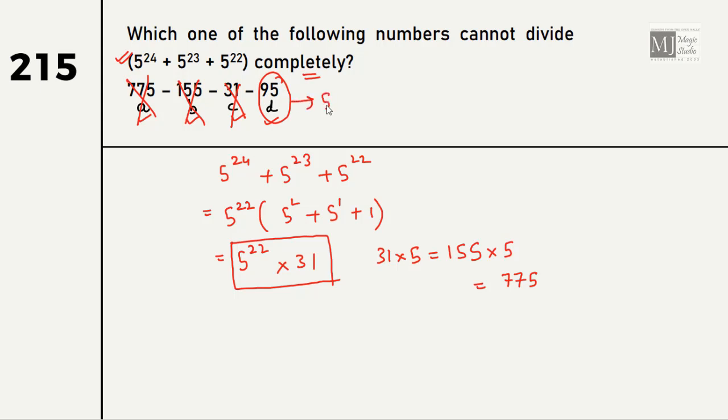But it is not divisible by 95. 95 is actually 5 into 19, and we don't have 19 in this expression as a prime factor. So the given expression is not divisible by 95. Option D is the correct answer.